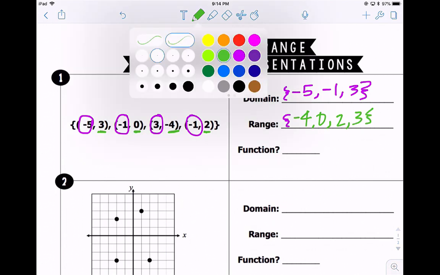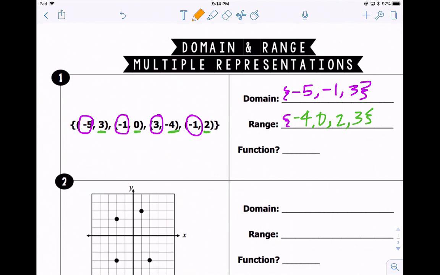And then the last thing here that it's asking is, is it a function? We did this last week, so hopefully remember a function is when x does not repeat. So these two x's, these -1s repeated, so this is not a function. So no, it is not a function.